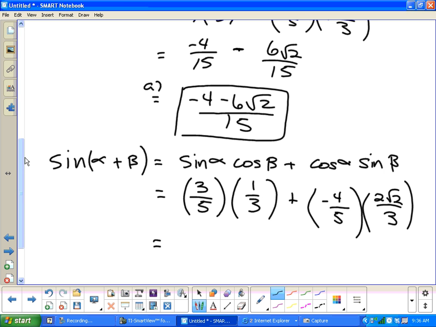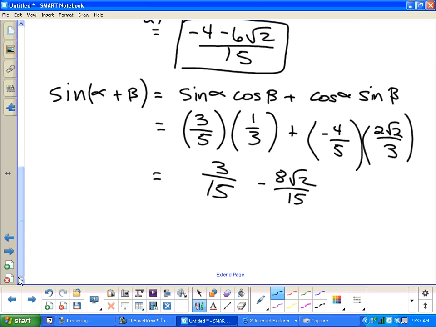All right. Now let's multiply this out. This is going to give me 3 over 15. And I'm not going to reduce that, am I? Even though I can. That's 1/5. But I'm not going to reduce it, because I'm not going to be able to put it over a common denominator, right? That would be negative 8 square root of 2 over 15.